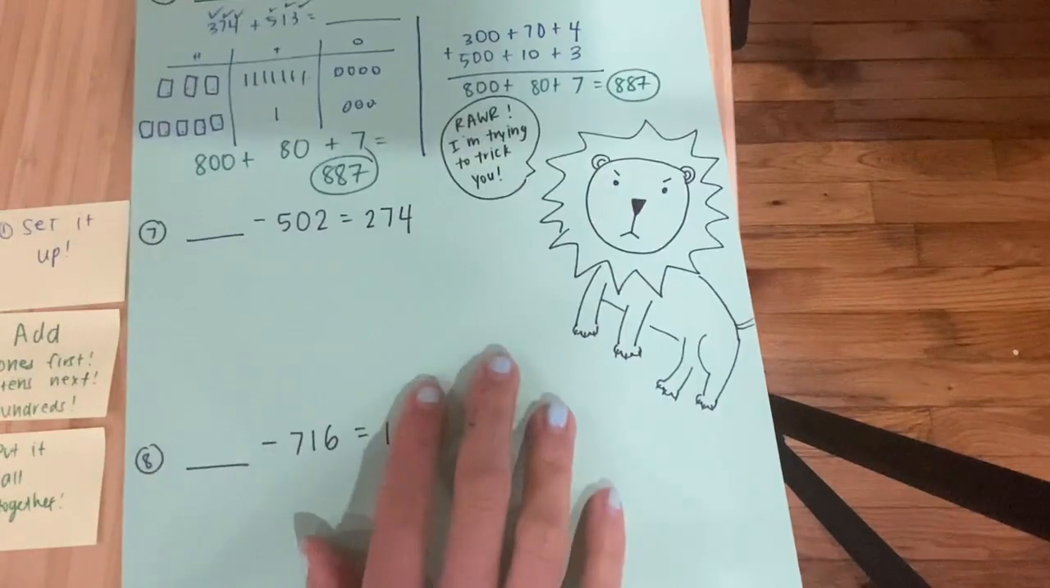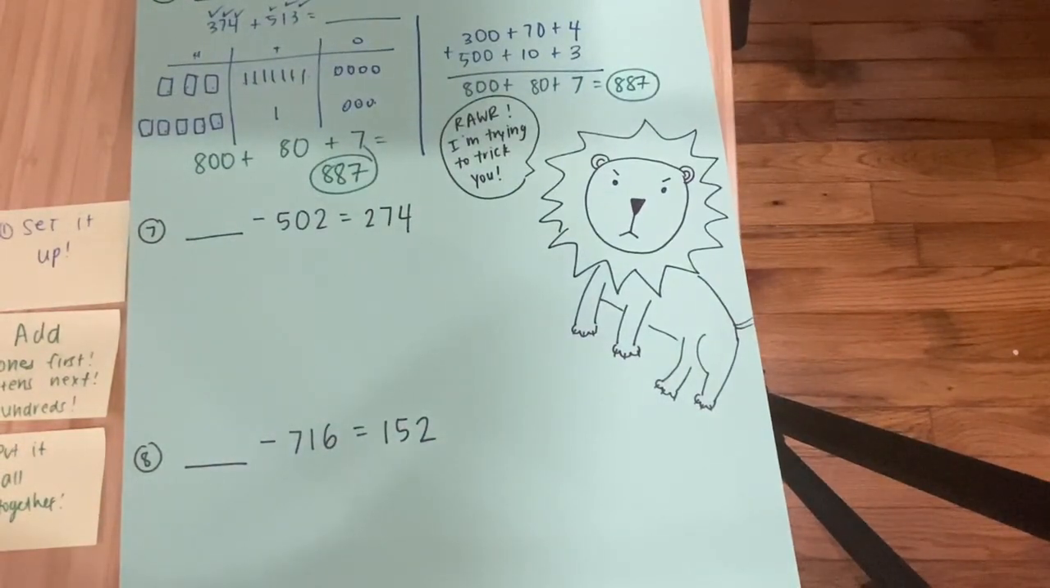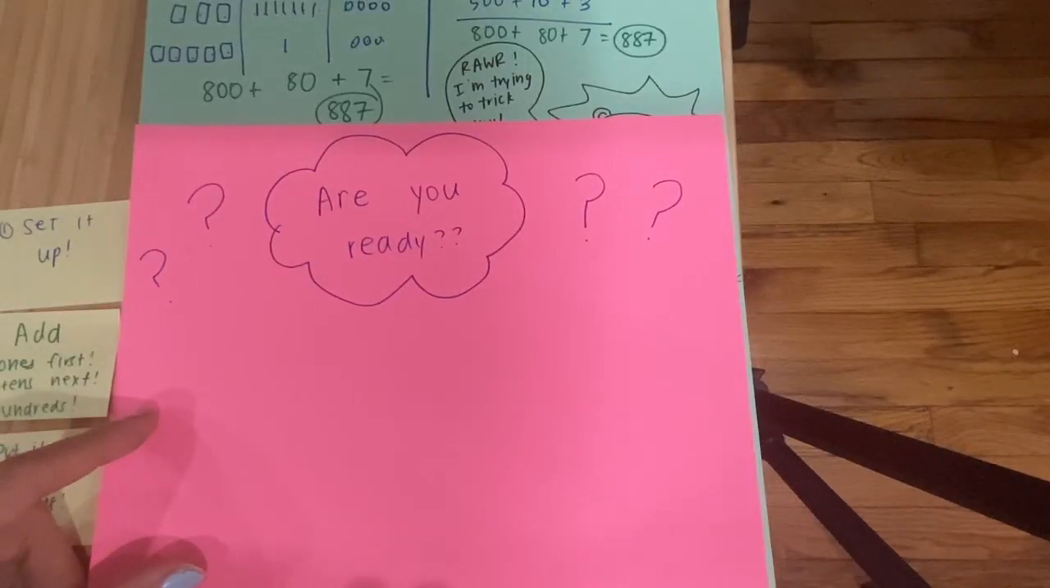Okay, if you got question 6 incorrect because you forgot to write a solution equation, I want you to do question 7 and 8 again on your own first, okay? Only press play when you're ready to check your answers. Are you ready?